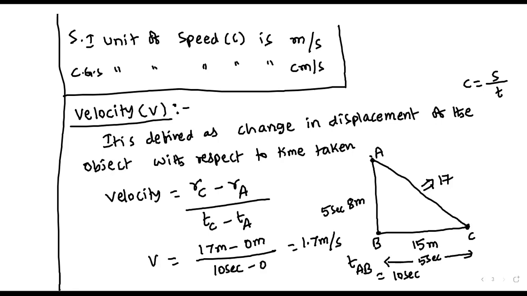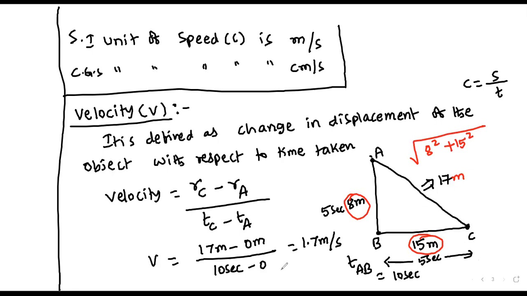Sir, how did you get that 17? See, this one is 8 meters, and this one is 15, by applying Pythagoras theorem. Square root of 8 square plus 15 square.